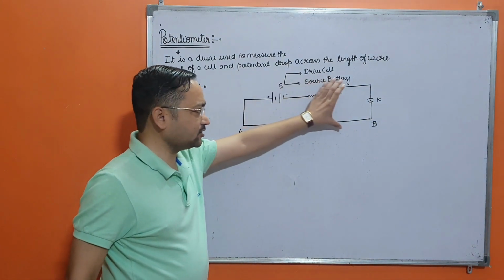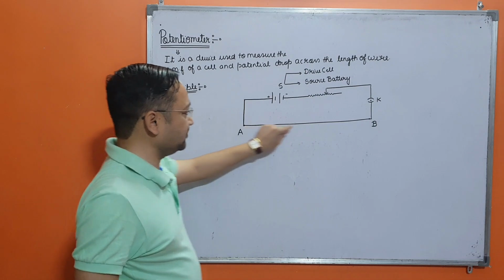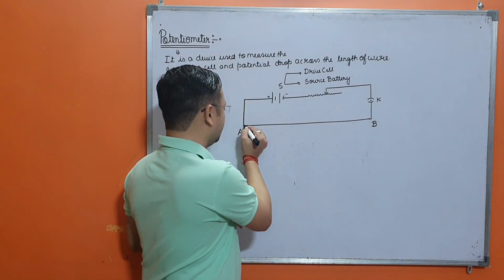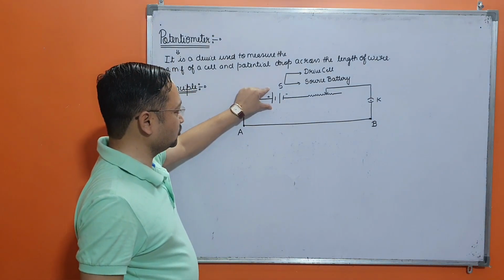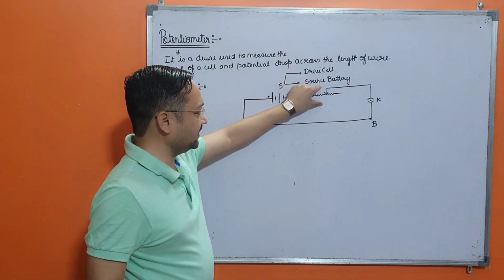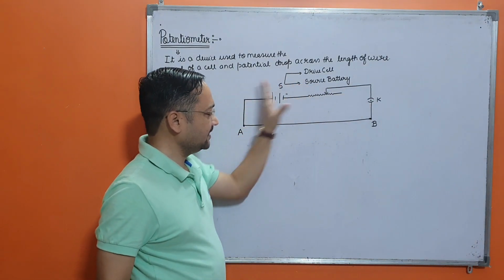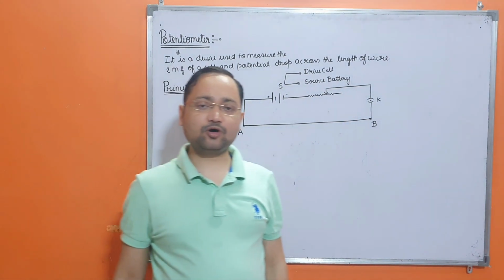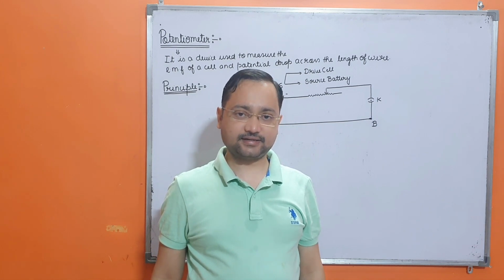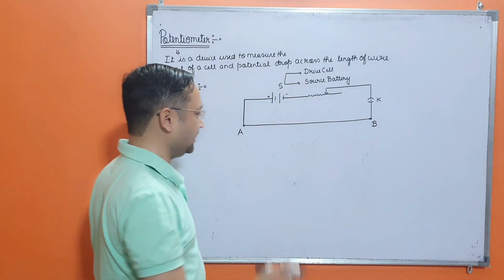This part of the potentiometer circuit, this is the potentiometer wire AB. This is the source battery, this is the rheostat or the additional resistance, and this is the key. This circuit is the potentiometer circuit, and this is also said to be the auxiliary circuit.